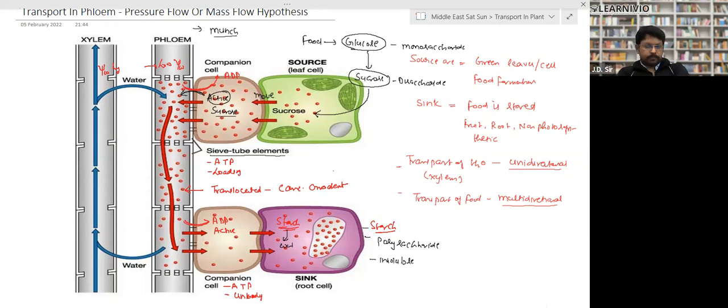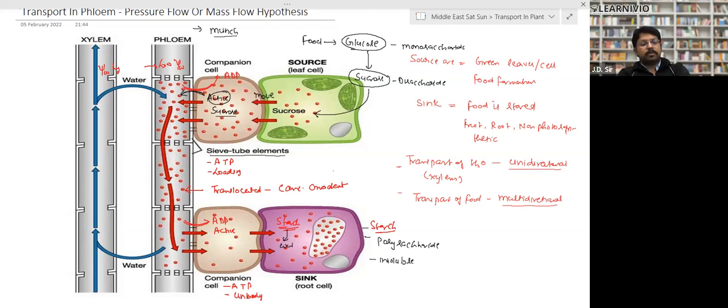Again, food reaches from the companion cell to the sink cell, and it is converted into starch. Full stop.